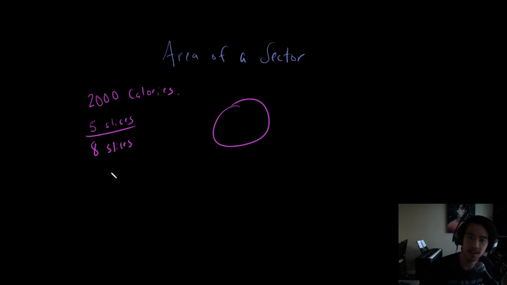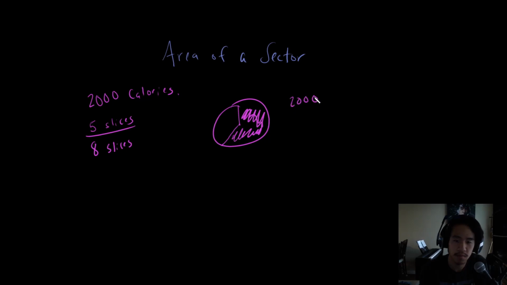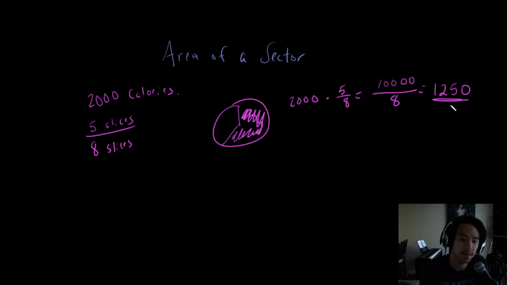So what you want to find out is how many calories you just consumed. So what would you do? I think you and I both would know that you would take 2,000 and multiply it by 5/8. And from here, you would get 10,000 over 8. Plug that into your calculator, and you'll get 1250. So you will have consumed 1,250 calories.